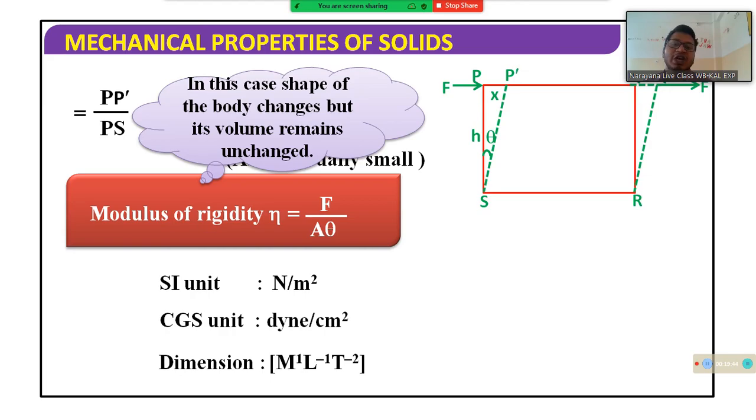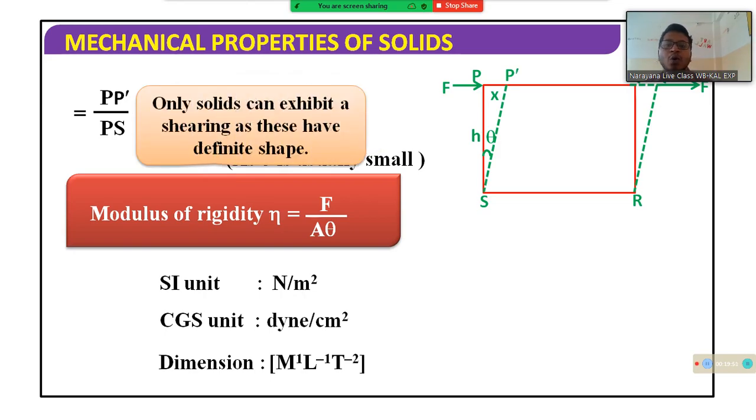In the case of shear, the shape of the body changes but the volume remains unchanged. Only a solid can exhibit shearing stress, since it has a defined shape. A solid can exhibit the shearing stress only for solids.